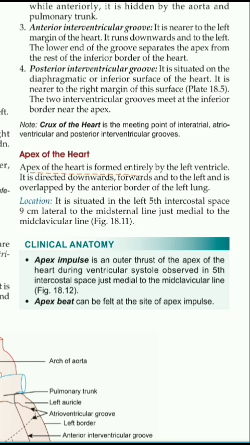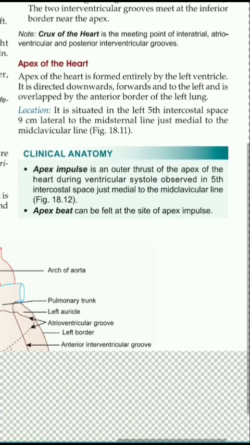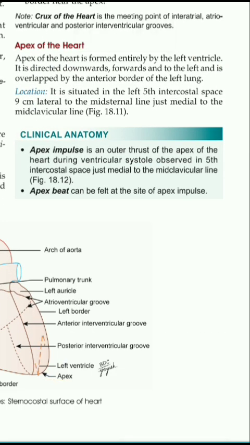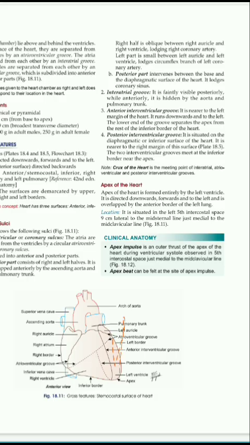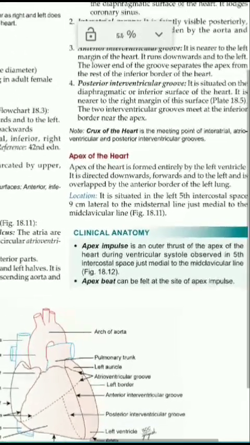Apex of the heart is formed entirely by left ventricle. Okay, apex of the heart is basically formed by the left ventricle, and it's totally formed by the left ventricle. We see that it's directed downwards, forwards and to the left, and it's overlapped by anterior border of left lung. So here we see the left lung, and here the right lung, so it's basically overlapped by left lung.